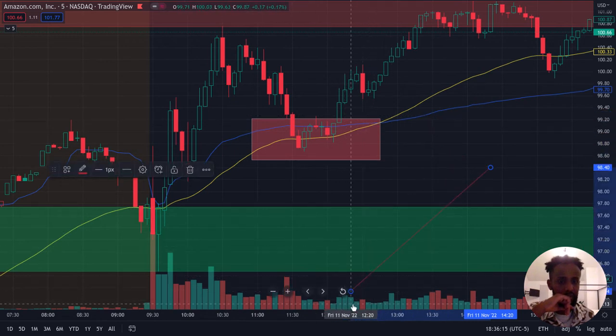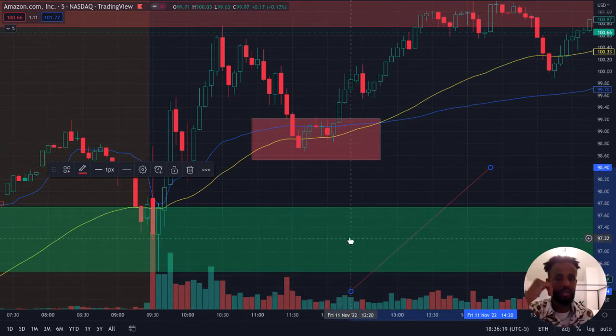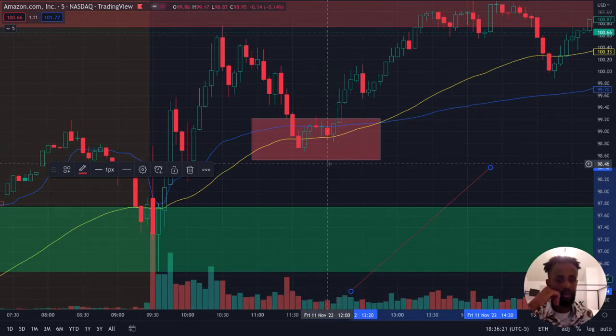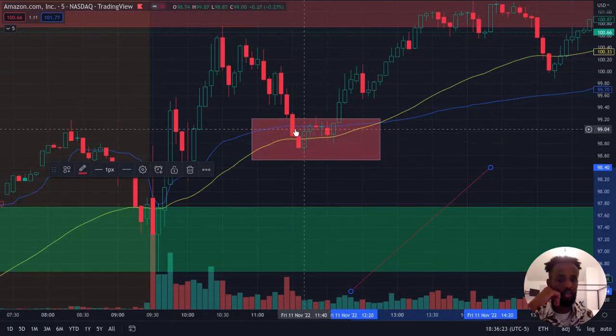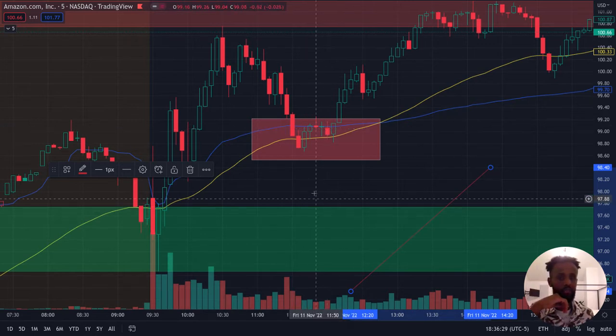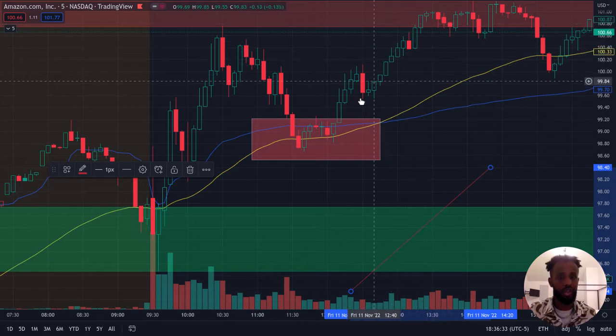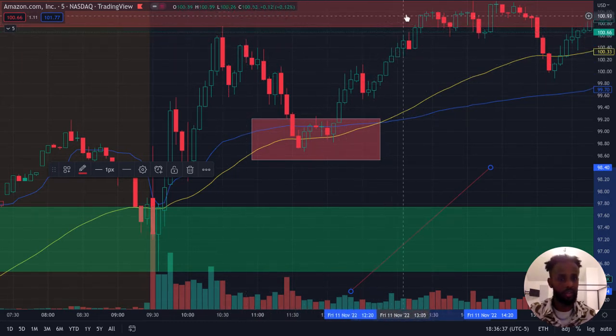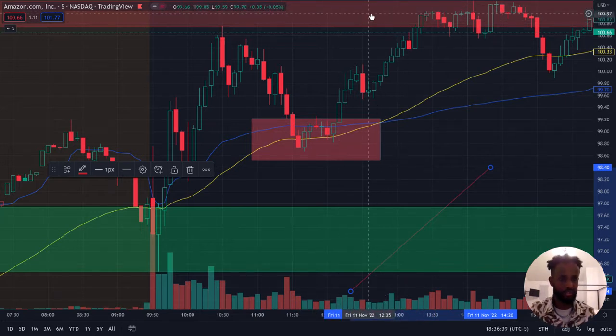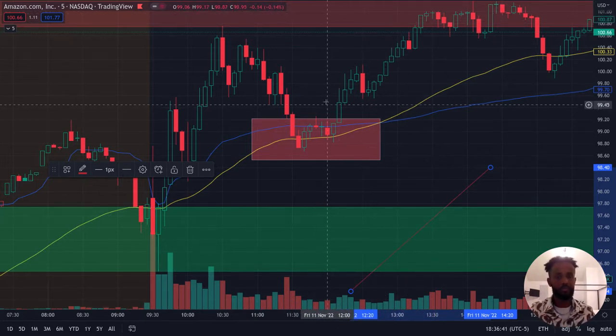Green, green, green, green, green, right? Green volume is coming in, and we're holding the moving average and VWAP. So we have 3 reasons to enter this trade. So now we take the trade, and we're trading till either the high of the day or the supply zone, which is the same area, right?